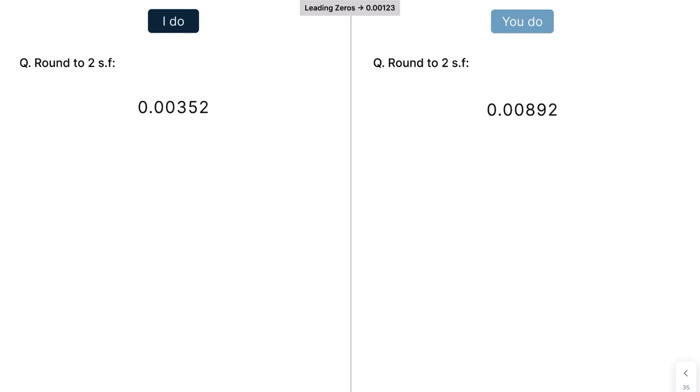So round this to two significant figures, draw the line there. The decider is telling me to leave it as it is, so no need for rounding. Again, draw your line there. The decider is telling me to leave it as it is, so that's 0.0089.